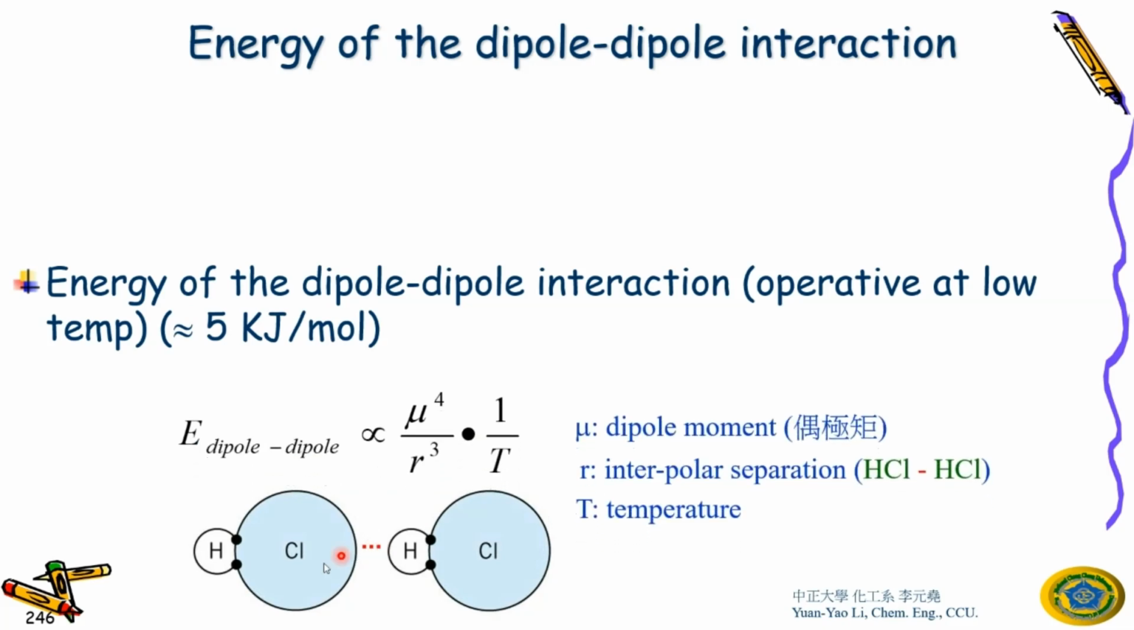The energy of dipole interaction is proportional to mu, where mu is the dipole moment, and R is the interpolar separation. Interpolar separation means how far apart they are. If it's very close, energy is strong, that's for sure. If R is too far, energy is low.